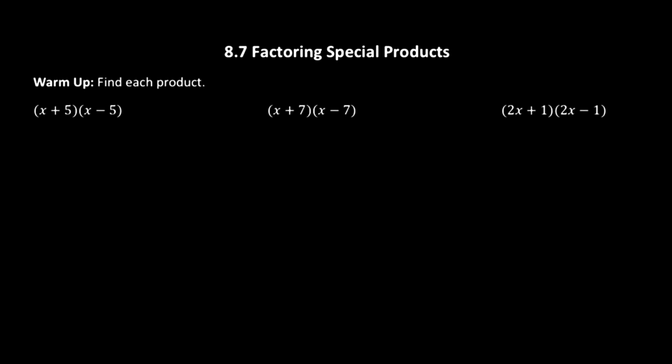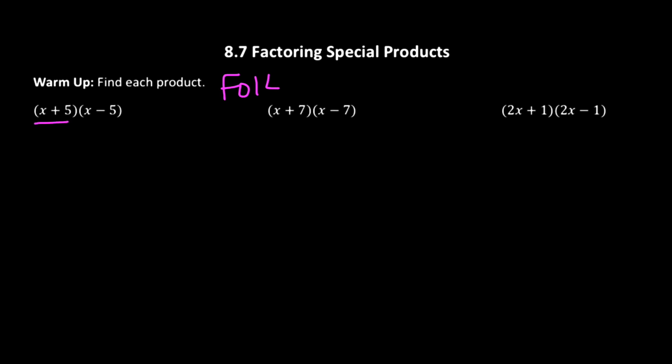Alrighty, so today we are going to quickly run through the first part of these factoring special products notes. And for the warm-up, they want us to find each product. Essentially, all that means is we are going to start FOILing these things, aka we are double distributing here. Now, hopefully we're noticing a little bit of a pattern right off the bat.